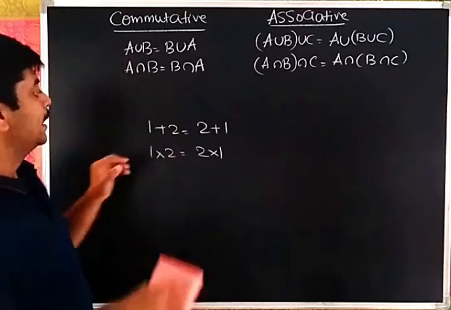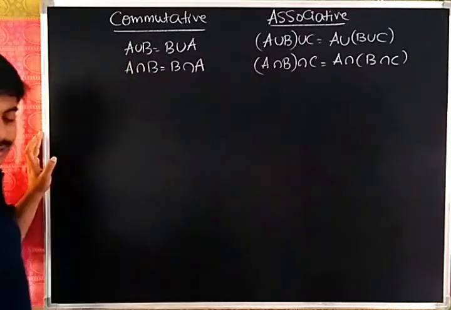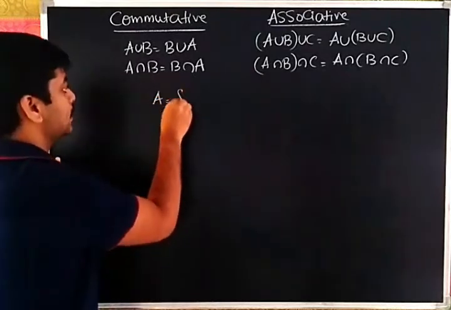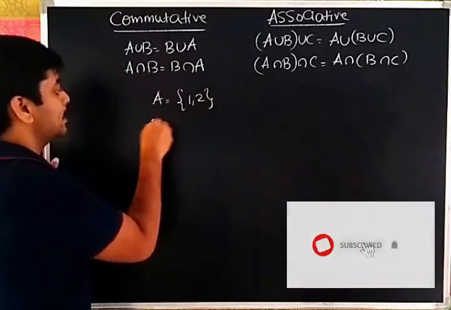The same thing will come here. So what is A union B? If you have two sets, A is equal to, let us say 1, 2, and B is equal to, let us say 2, 3.